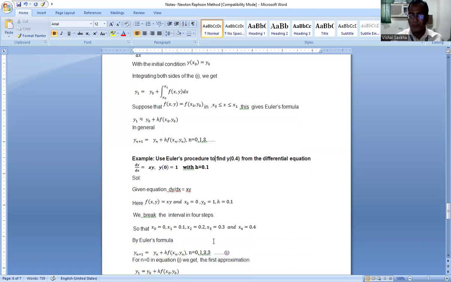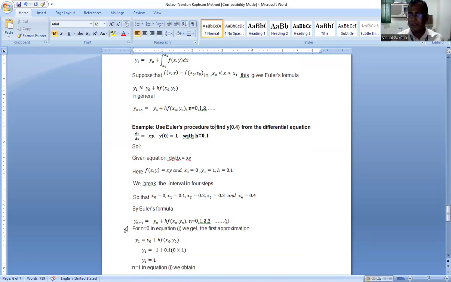So first of all, look at this one. This is the first equation. As you can see, this is the general formula of Euler's method: y(n+1) is equal to y(n) plus h into function f(xn, yn). So this is the Euler's formula: y(n+1) equals yn plus h into f(xn, yn).